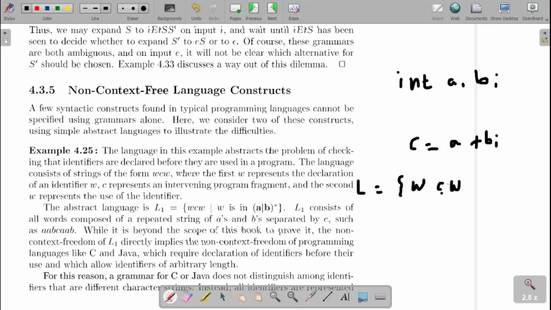This first part we will take as a declaration, and this is called a usage. That is, before usage we should declare it. And C stands for any other statement. So this is one such case.